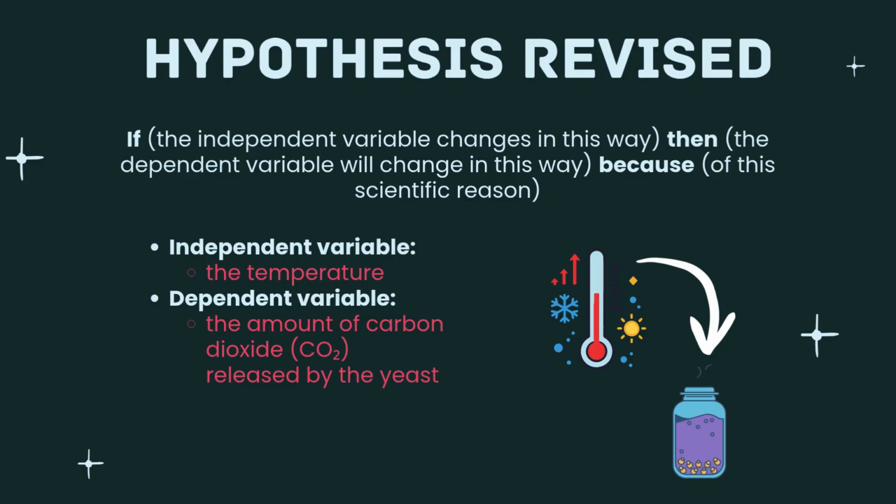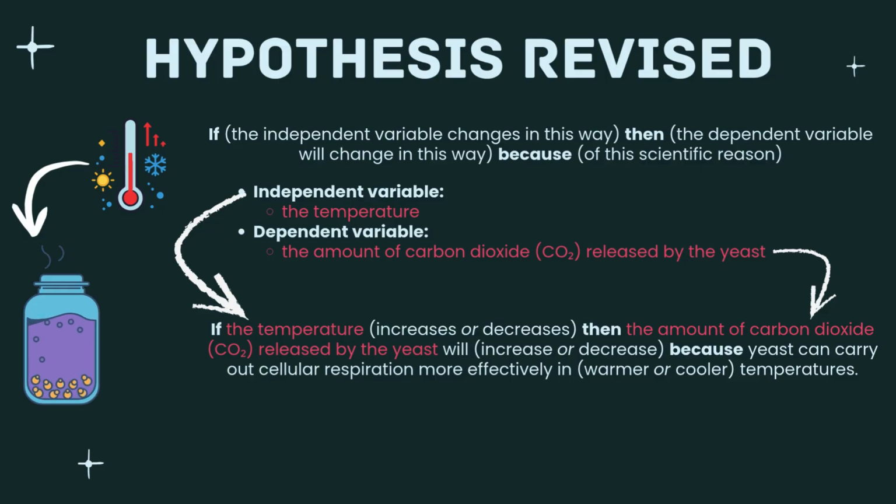So filling in the variables that we found, right? If the independent variable of temperature changes in some way, then the dependent variable of the amount of carbon dioxide that's being released by the yeast will change in a certain way because of some sort of scientific reason that we talked about. So we fill that in. If the temperature increases or decreases, then the amount of carbon dioxide released by the yeast will increase or decrease because yeast can carry out cellular respiration more effectively in warmer or cooler temperatures.